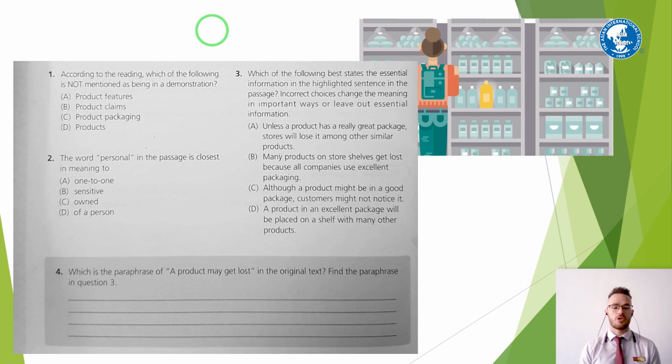Now, question four asked you to find the paraphrase of "a product may get lost" in the original text. If you didn't put answer C in question three, you may have gone a little bit wrong here because we're also using that same answer, and it was "customers might not notice it." A product may get lost means customers might not notice it. It just disappears into the background. Okay, hopefully you did all right there. Give yourself a score for those answers if you want, out of 4. And we're going to move forward to text number 2.